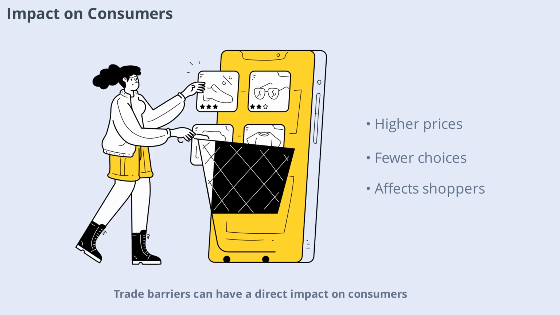Trade barriers can have a direct impact on consumers. By making imported goods more expensive or less available, barriers can reduce choices and increase prices. While this may benefit local producers, it can also mean higher costs and fewer options for shoppers. Understanding these effects helps us see the broader consequences of trade policy.